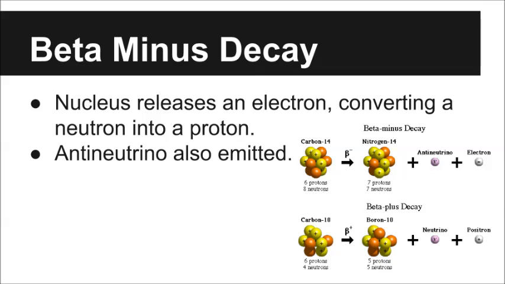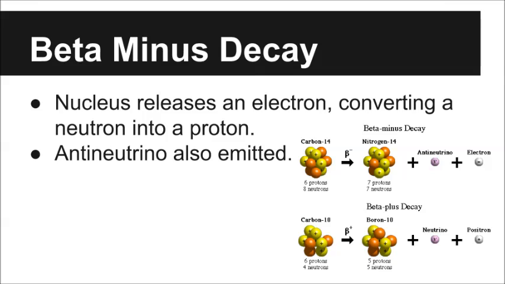So here you can see we have carbon 14, and all that means is you have a carbon with 6 protons with 8 neutrons. That's an isotope of carbon. And then through beta decay, it turns into nitrogen 14, so with 7 protons, 7 neutrons, plus an antineutrino, plus an electron. So what's going on is the carbon 14 releases an electron.